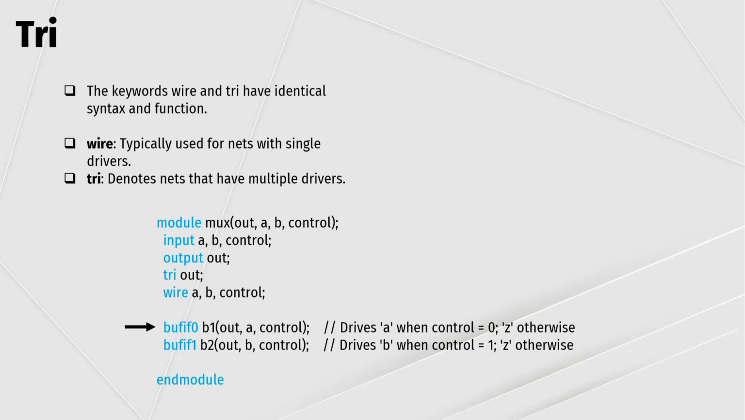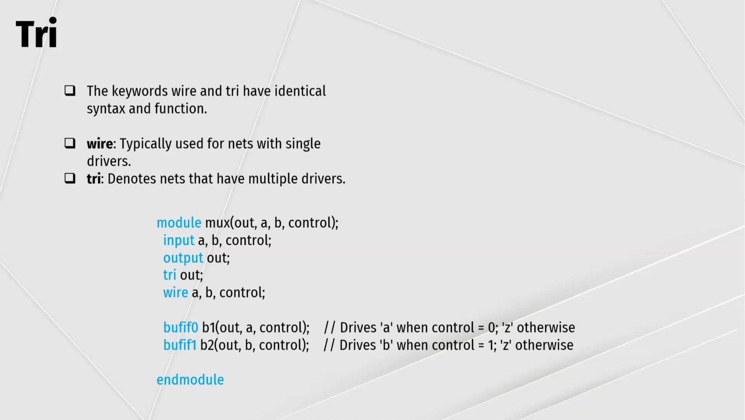Bufif0 drives the output out with the value of A when control is 0, otherwise out is high impedance, represented as Z. Conversely, bufif1 drives the output out with the value of B when control is 1, otherwise out is Z. The key point here is that the net out is driven by B1 and B2 in a complementary manner. When B1 drives A, B2 is tri-stated, meaning it does not drive the net, and vice versa. This complementary driving ensures that there is no logic contention on the net.